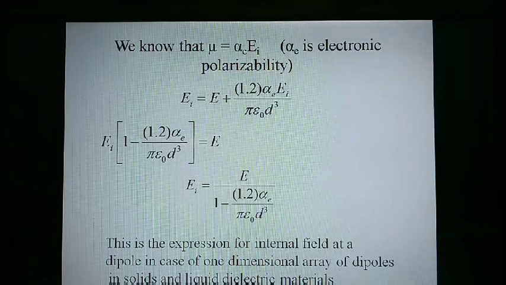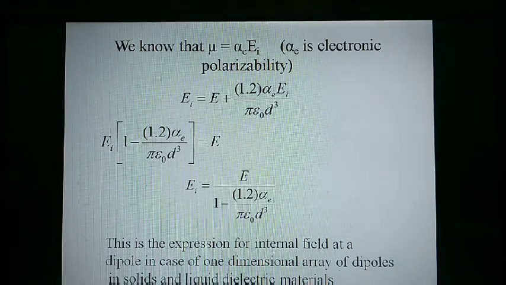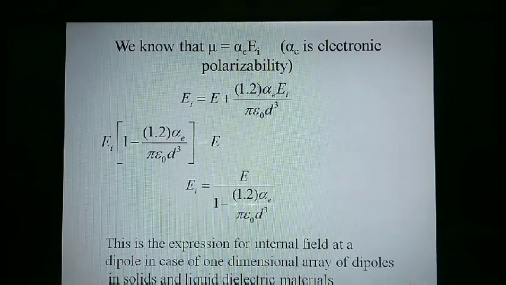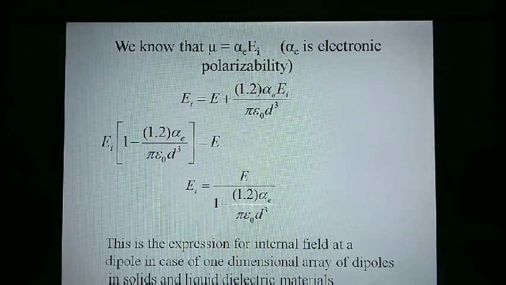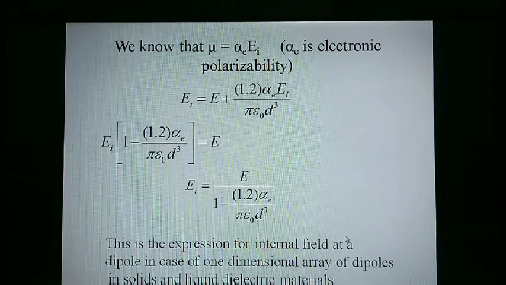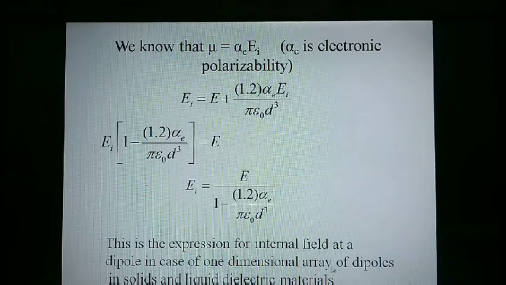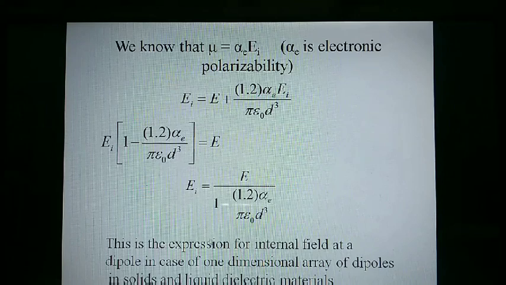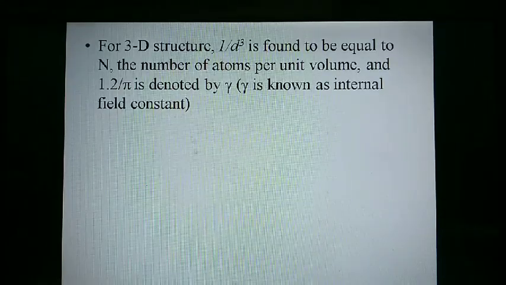Here we have assumed that the permittivity of the medium which we have considered is 1. This is the expression for internal field at a dipole in case of one-dimensional array of dipoles in solids and liquid dielectric materials. But for a three-dimensional structure, what would be the equation?